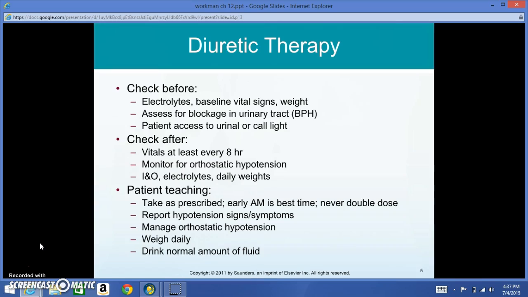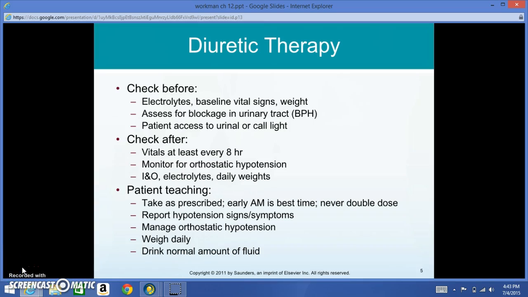So tell them to take as prescribed. Early in the morning is best, probably because getting up in the middle of the night multiple times will interrupt their sleep. Tell them to never double dose. Report hypotension or signs and symptoms of it. So you want to encourage them maybe to get a portable sphygmomanometer that they can get from Rite Aid or something.